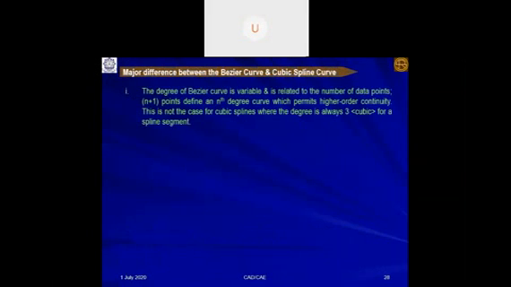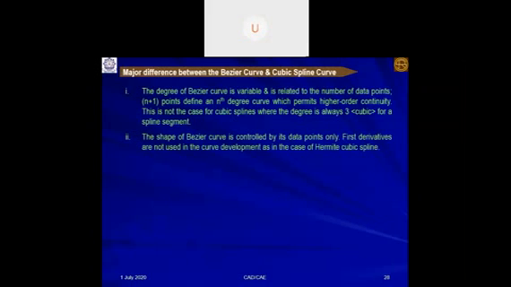The major difference between the Bezier curve and the cubic spline curve is, as you already mentioned, that the degree of the Bezier curve is variable and it depends on the number of data points. But n plus 1 data points will give the nth degree Bezier curve, whereas the cubic spline degree is always 3. The shape of the Bezier curve is controlled by its data points only. First derivatives are used for curve development, as in the case of the Hermite cubic spline.